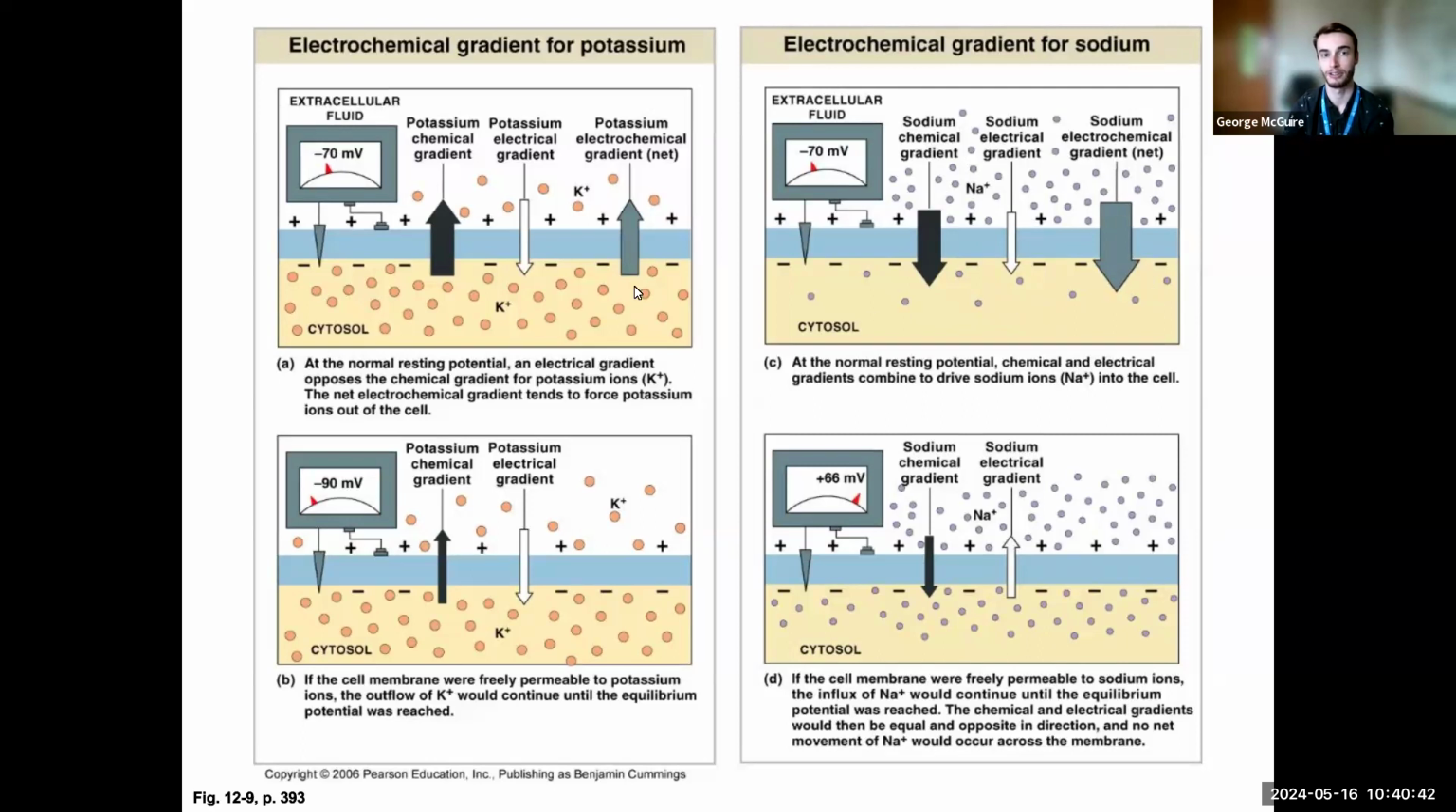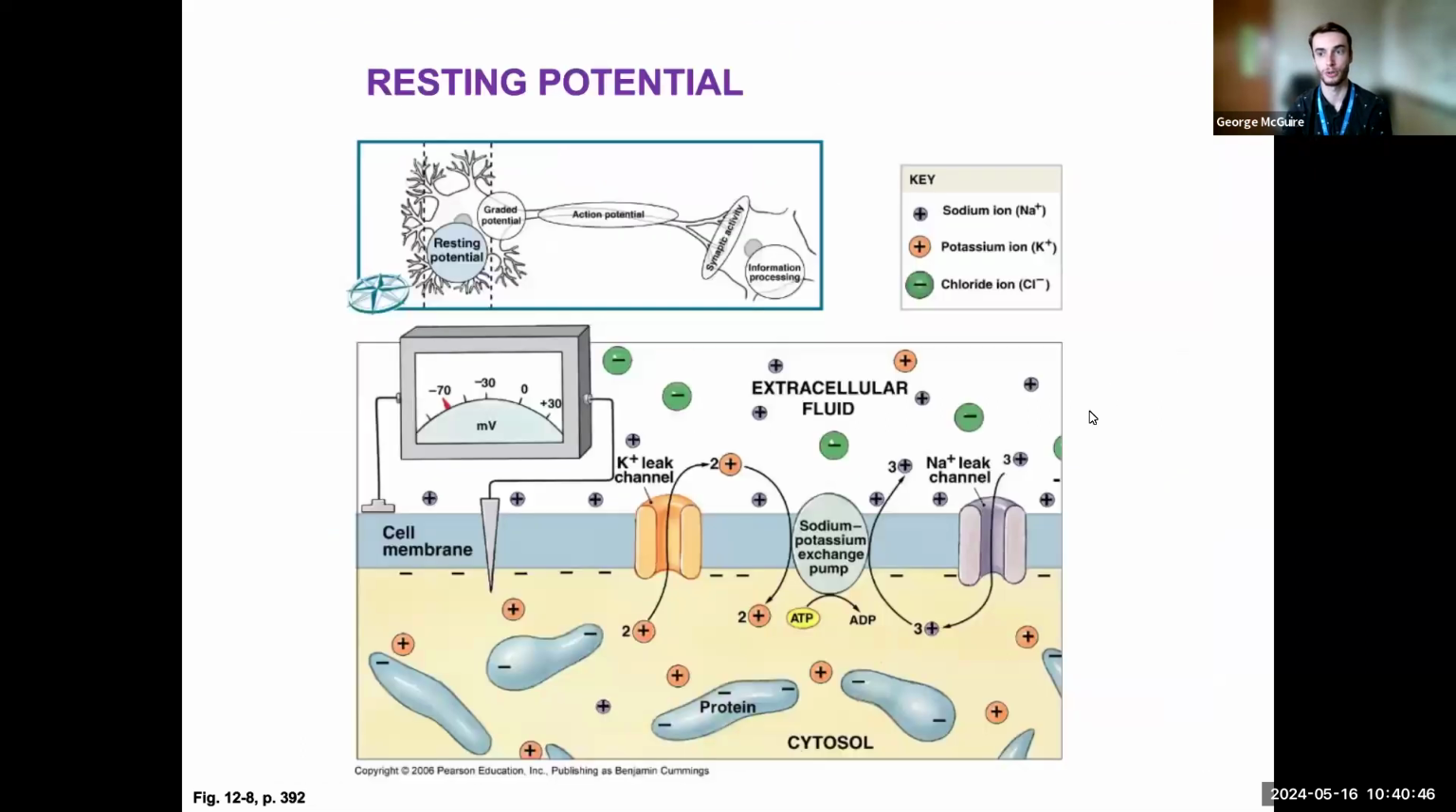So potassium had a relatively weak net charge sending them out. Sodium has a strong net charge pulling them in. And so when both are allowed to enter or leave, we get a smaller amount of potassium leaving compared to the amount of sodium entering. 3 sodium ions come in at a time, 2 potassium ions leave at a time. And then if we have access to energy, the sodium potassium exchange pump will basically cancel that out. It'll bring 2 potassium in for every 3 sodium it kicks out.